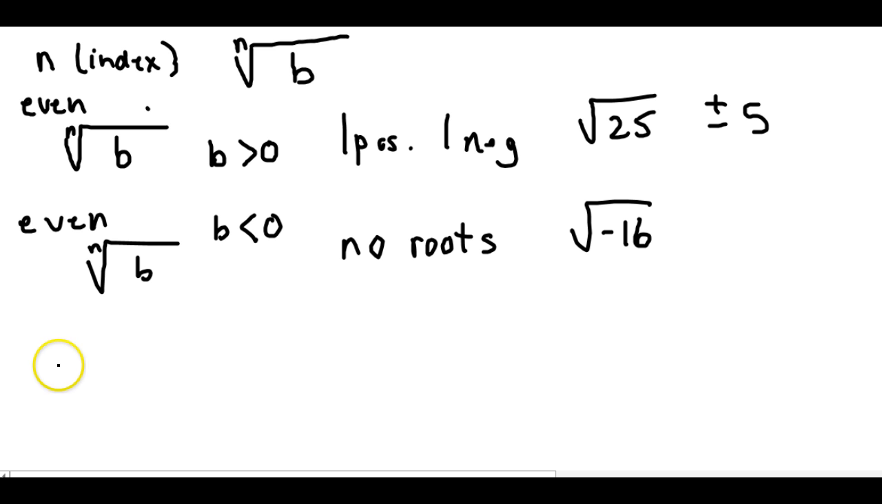Okay, and now the last one, what if b equals 0? I was writing n, sorry, b equals 0. So that would be like the square root of 0. Our answer is always going to be exactly that, 0. Okay, so those are the even ones.